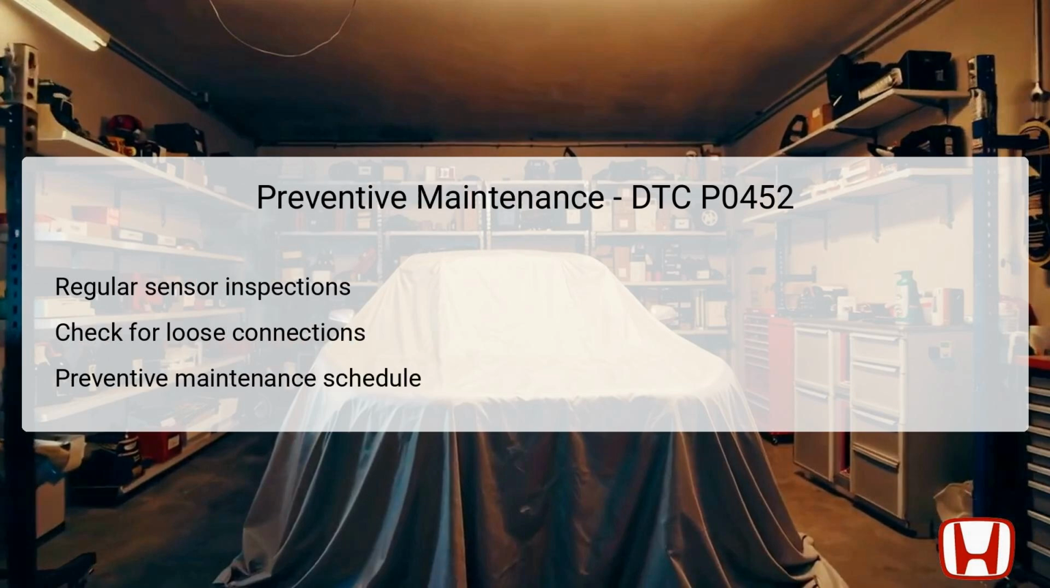To prevent future occurrences of DTC P0452, establishing a routine preventive maintenance schedule is vital. Regular inspections of the FTP sensor should be part of this maintenance. This includes checking for any signs of wear or damage to the sensor itself and its associated wiring harness.